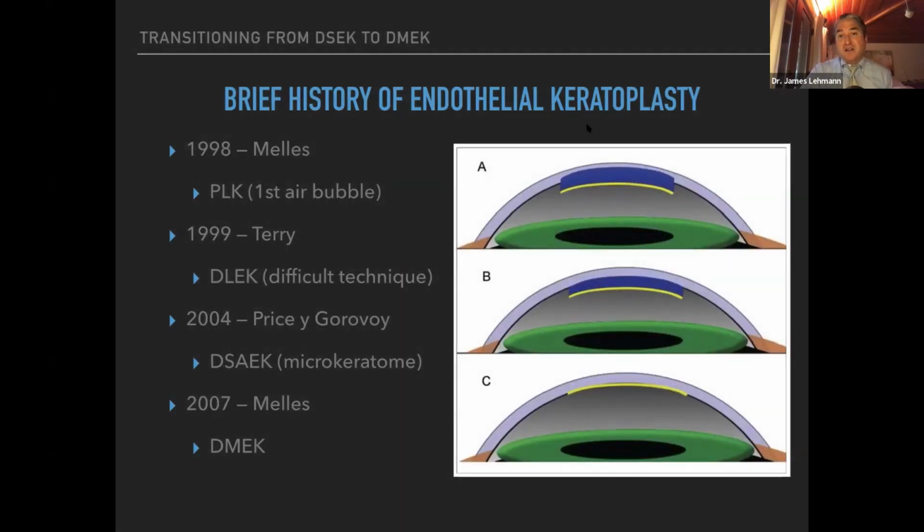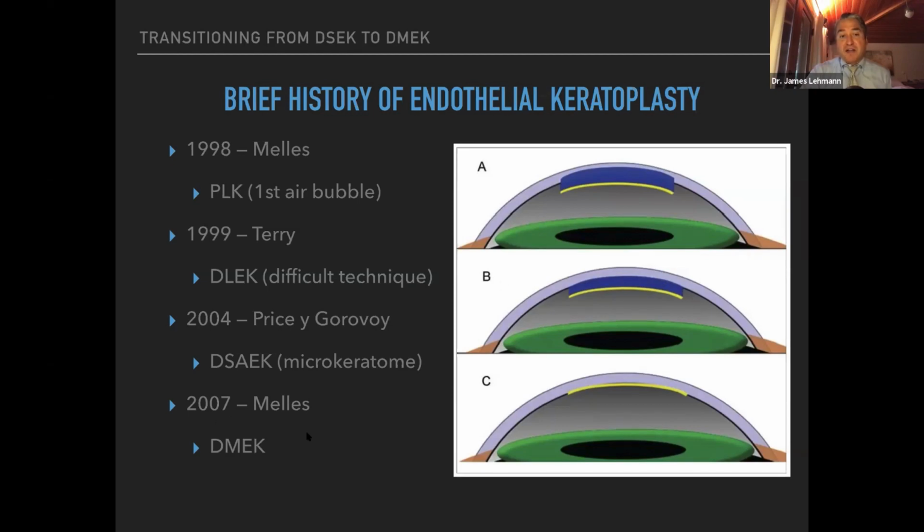And as endothelial keratoplasty evolved, now we have so many different kinds of options. But it was first pioneered in 1998. Dr. Mellis did what was called a PLK, showing an air bubble could be used to stick tissue to the back of a cornea. And then Dr. Terry, in 1999, did what was called a DLEK. That's the picture in A right here. It was very difficult. You had to do posterior trephination. And so it didn't really catch on until around 2004, when microkeratome was used to prepare DSEK tissue and made it more standardized and decreased the learning curve a little bit and made it easier to adopt. And that's picture B here.